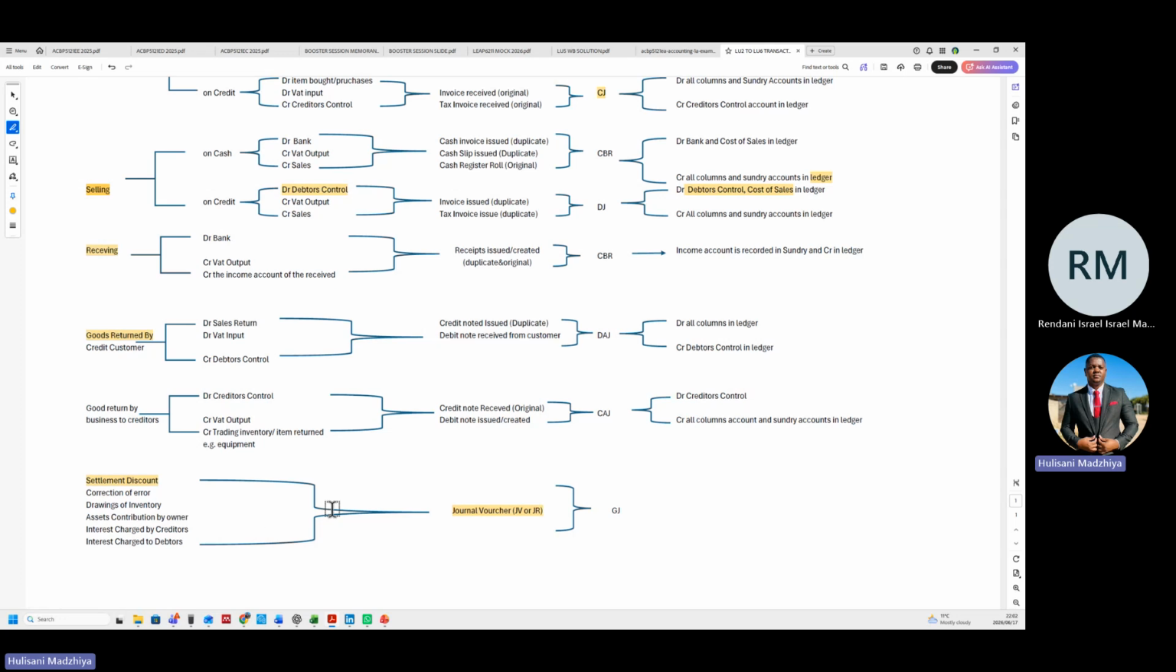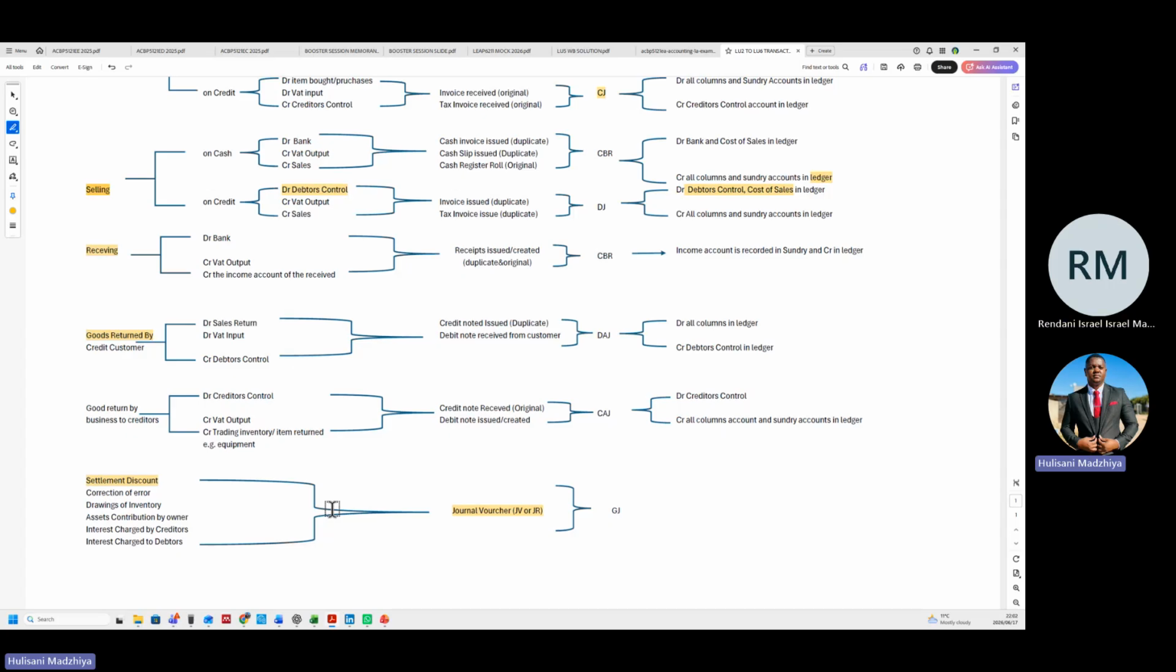So this is the whole concept of learning units 4, 5 and 6. Learning unit 6 only differs because it's emphasizing the periodic inventory system. Learning units 4 and 5 are focusing on the perpetual inventory system. Every time you sell something, you update your cost of sales account as well as your trading inventory. But under the periodic inventory system, there won't be any cost of sales account.